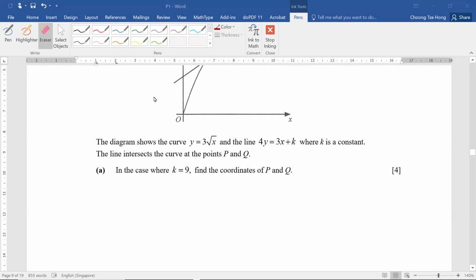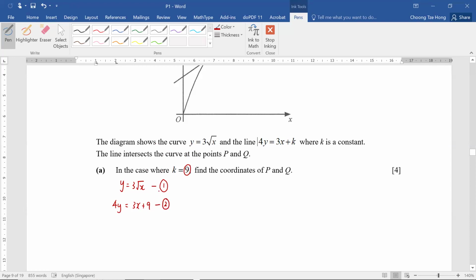The equation of the curve is y equals 3 square root x. Let's call this equation 1. The line is 4y equals 3x plus k. But for this question, k equals 9, so let's replace the k with 9.